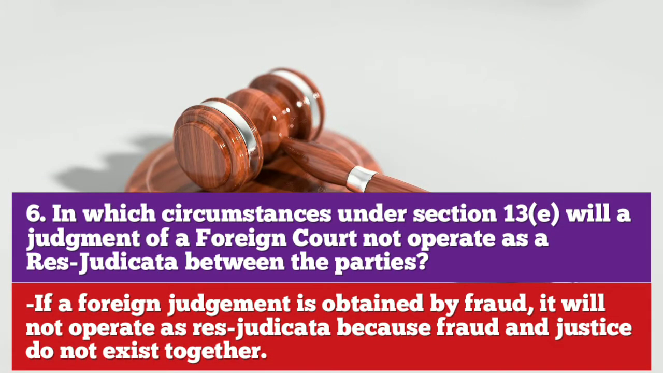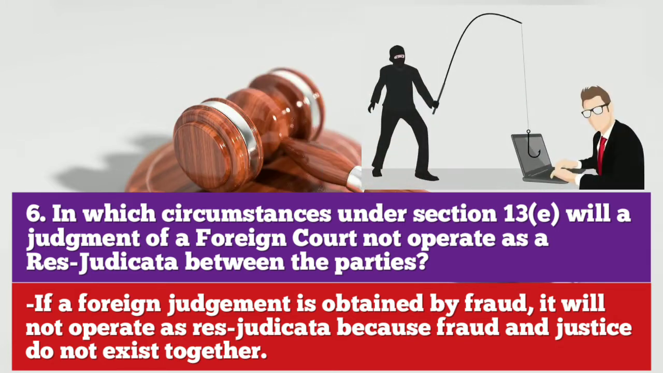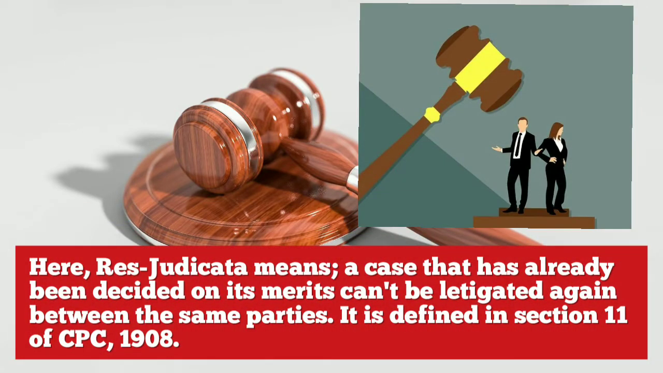Question 6. In which circumstances under Section 13(e) will a judgment of a foreign court not operate as res judicata between the parties? If the foreign judgment is obtained by fraud, it will not operate as res judicata, because fraud and justice do not exist together. Here, res judicata means a case that has already been decided on its merits cannot be litigated again between the same parties. It is defined in Section 11 of the Civil Procedure Code 1908.